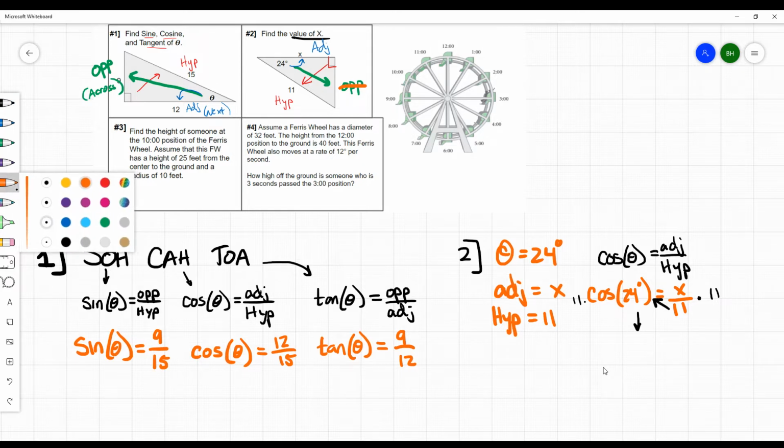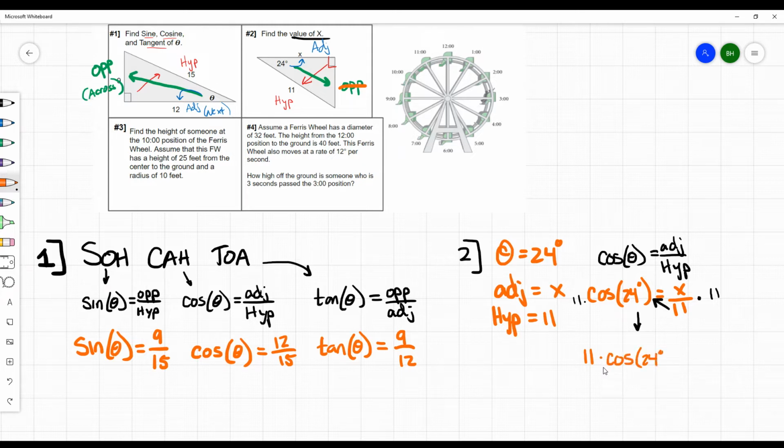Let me go with it a little bit thinner. 11 times cosine of 24 degrees. Now, the way that we spoke about it in class, I taught you kind of the cross multiplication way. It's foolproof, and you understand kind of how and why we're doing it. But in this case, it's the same exact solution if we multiply out the 11 from one side.